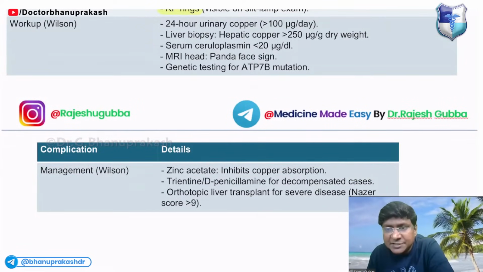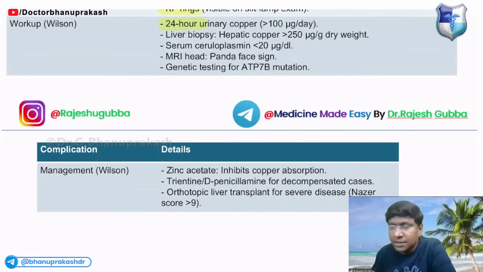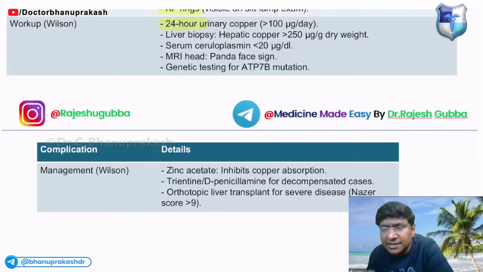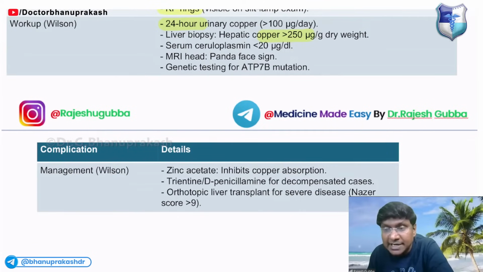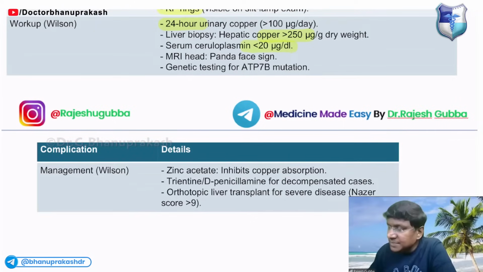How will you evaluate these patients? You need to do a first line investigation, which is 24-hour urinary copper. That will be more than 100 micrograms per day. Right, more than 100 micrograms per day. And what are the other investigations? Liver biopsy, if you do, the hepatic copper will be more than 250 micrograms per gram of dry weight. And ceruloplasmin levels are decreased.